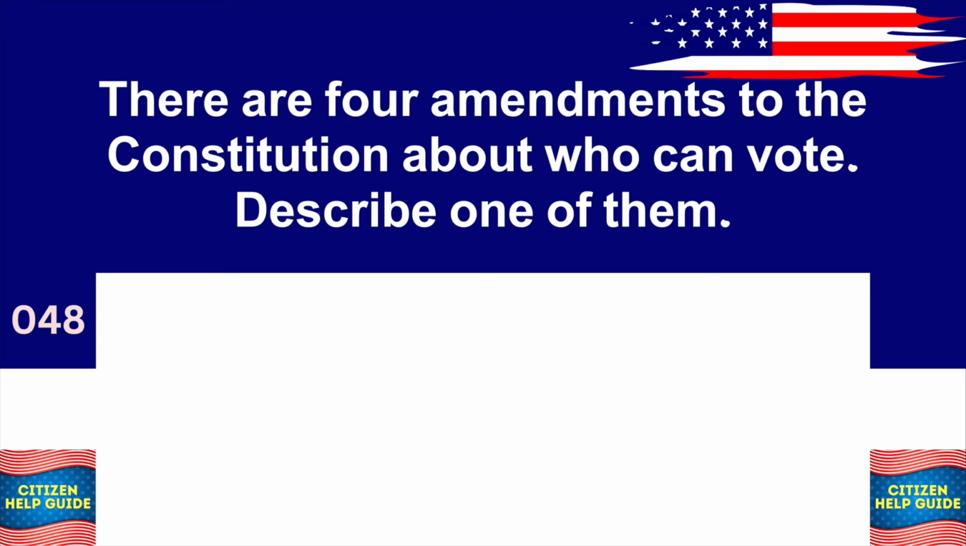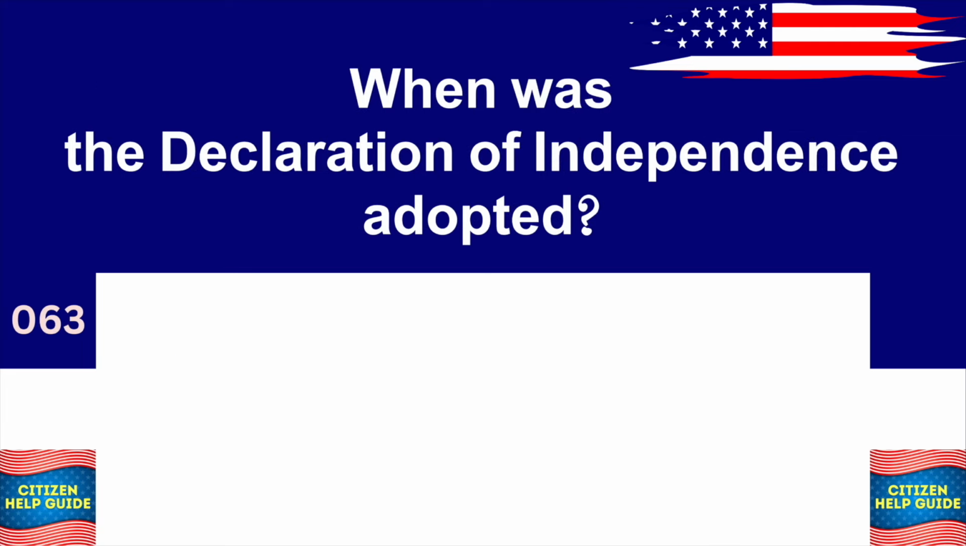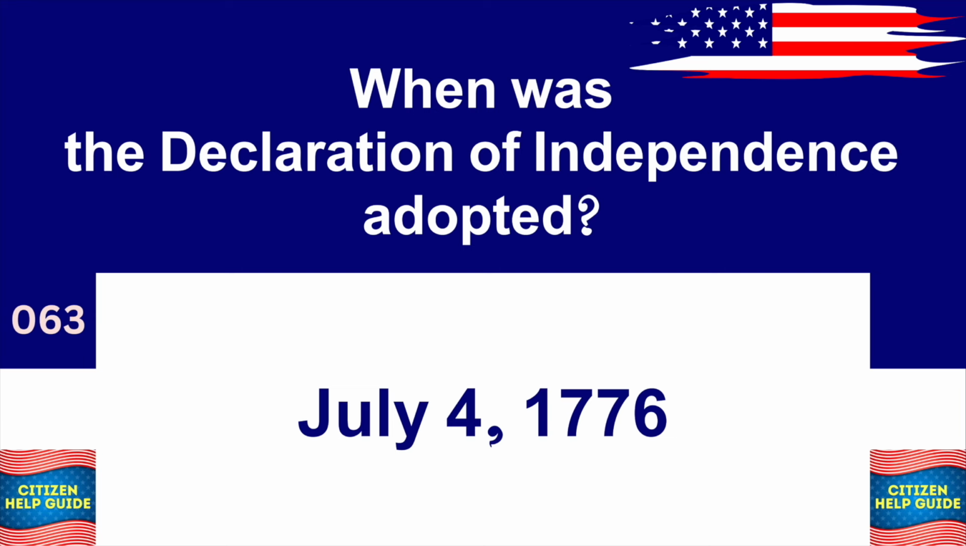There are 4 amendments to the Constitution about who can vote. Describe one of them. Citizens 18 and older can vote. When was the Declaration of Independence adopted? July 4th, 1776.